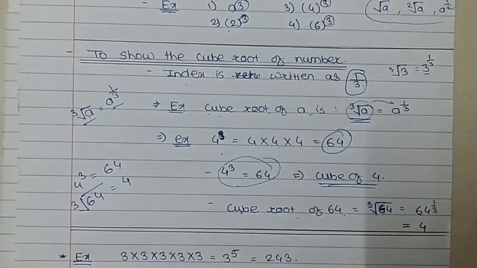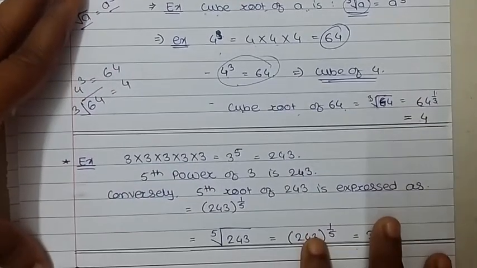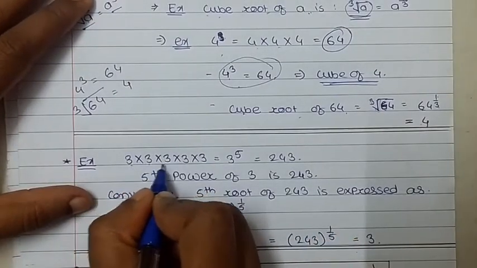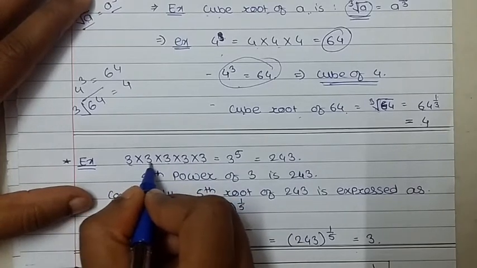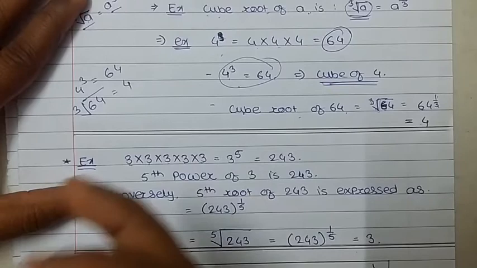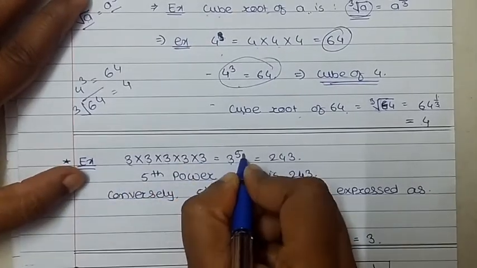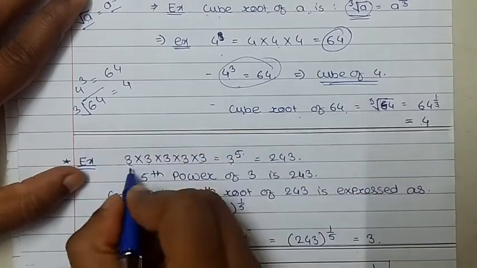Now we will discuss one more concept, this example. Listen here. 3 into 3 into 3 into 3 into 3. So how many times is 3 multiplied here? That is 1, 2, 3, 4, 5. That means 3 is multiplied 5 times. So how to write this? 3 in power, write down 5. Why 5? Because 3 is multiplied 5 times.